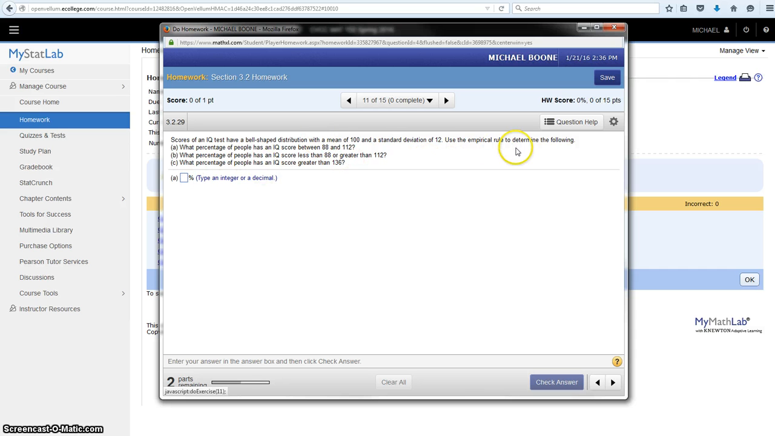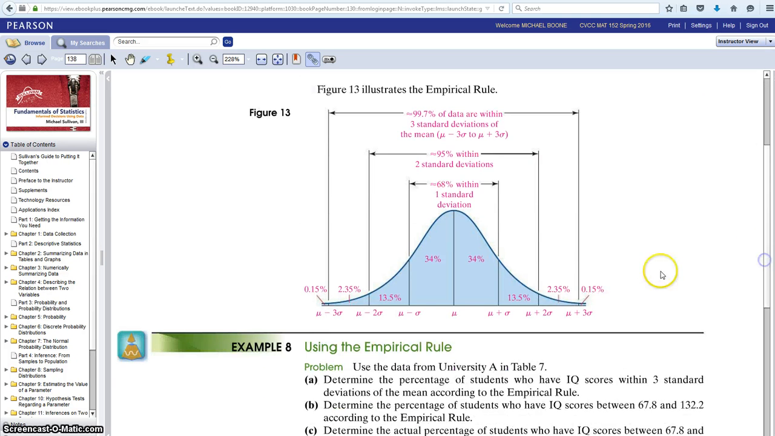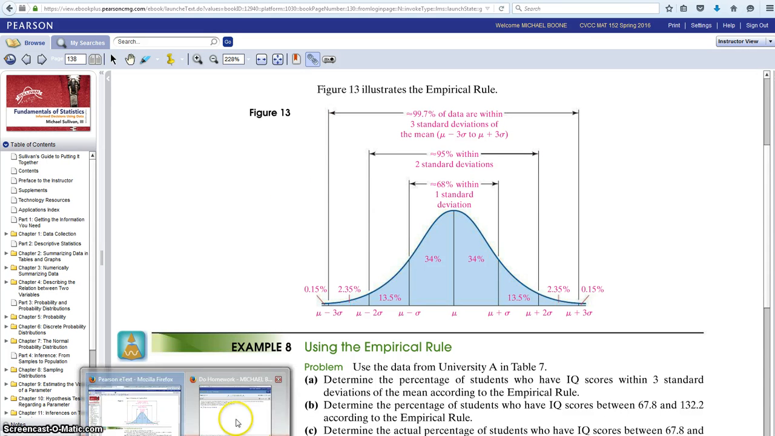We're looking at the 68, 95, 99.7 rule. And so in the book, they talk about that here. And they say that between plus or minus 1 standard deviation, we have 68%. Plus or minus 2 standard deviations, that would give us more of our population, 95%, and plus or minus 3 standard deviations is 99.7%. So a way that we can visualize that, we can do that in StatCrunch, but let's get back and look at the problem for a second.